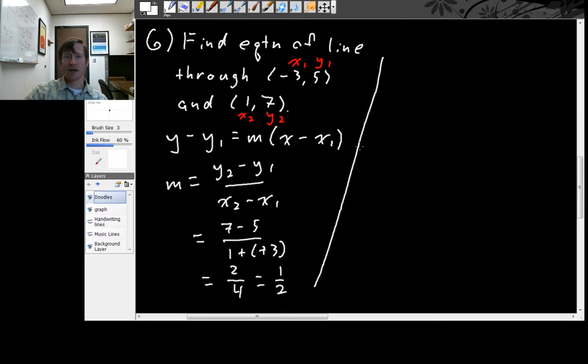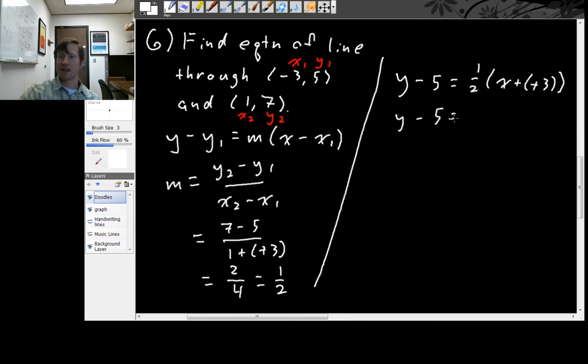Now we can go ahead and put our slope and x1 and y1 into this equation here. So we get y minus y1 is 5 equals our slope, which is a half, times x minus x1, which is negative 3. And again, be careful about the minus sign. Subtracting a negative is adding a positive. So it's like this. y minus 5 equals 1/2 times x plus 3. Now I'll distribute the half here. What we're doing is putting this equation into slope-intercept form. We're doing that because the problem from the test asked us to.